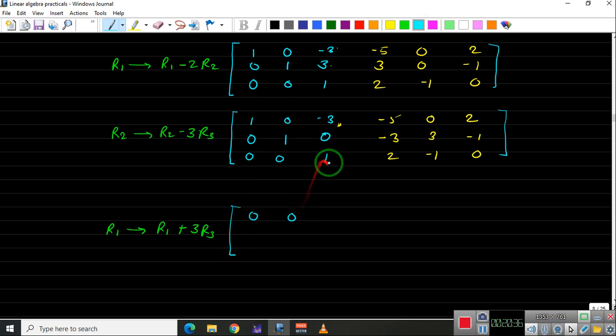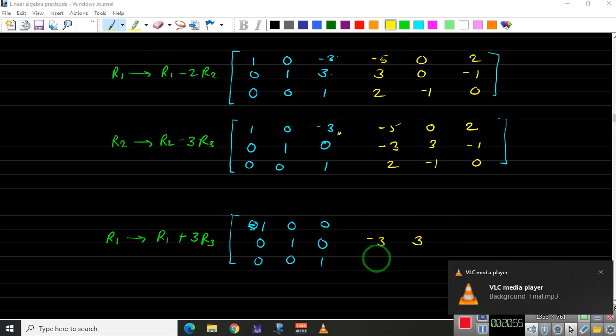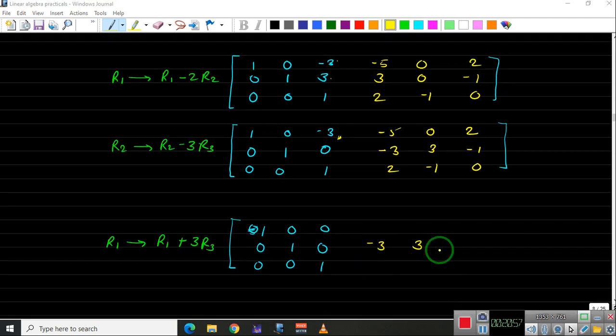So this will become 1 0 0, this becomes 0 1 0 and 0 0 1. We are not doing anything with the second and third row. Okay, again here we are not doing anything for the second and third row, so this is minus 3 3 minus 1 2 minus 1 0, and this will change. How will it change? R1 plus 3 times R3 here.